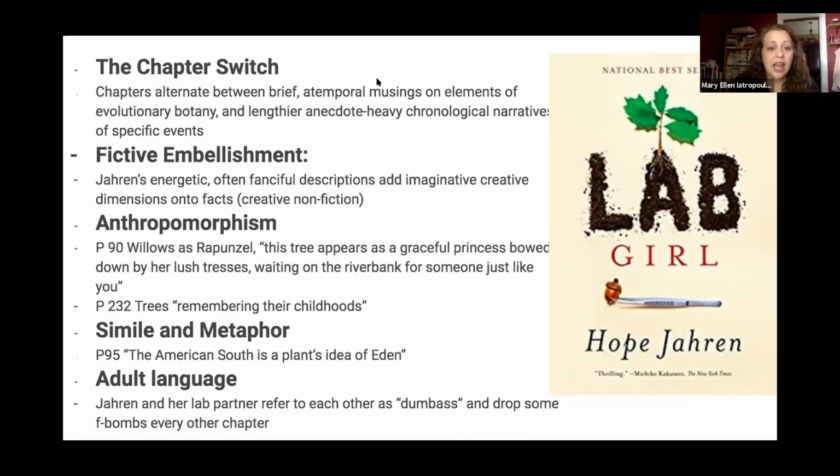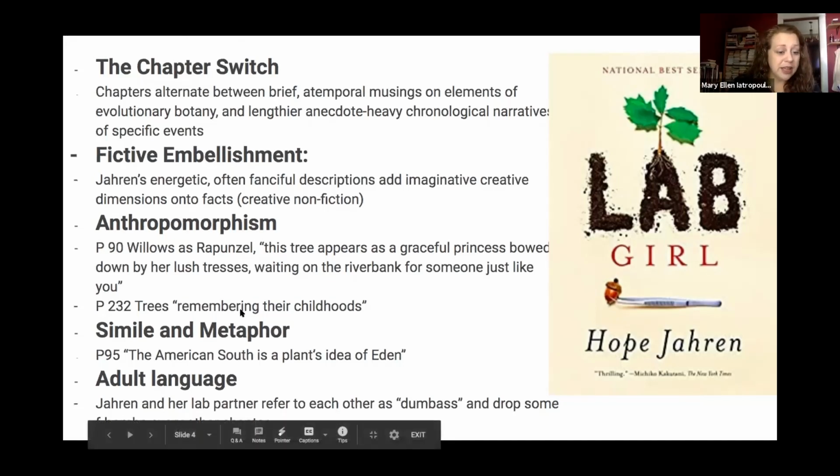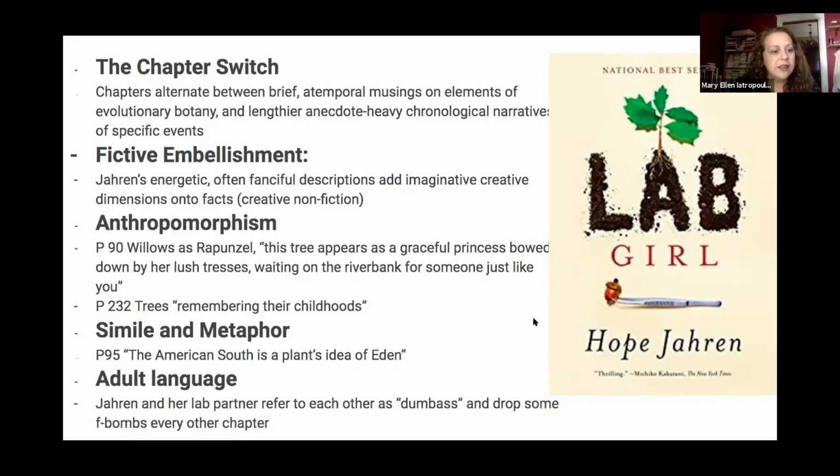And then finally, this is just a general warning that there is some adult language in here. There's a couple of F-bombs. There's a couple of times where she and her lab partner call each other dumbasses. There is a fair amount of colorful language. So it's on par with something like Catcher in the Rye. So if you are in a district where a book like Catcher in the Rye is okay, I think that Lab Girl should also probably be okay. But just so you are aware that if you do this with teenagers, there might be a lot of giggling once an F-bomb is dropped.